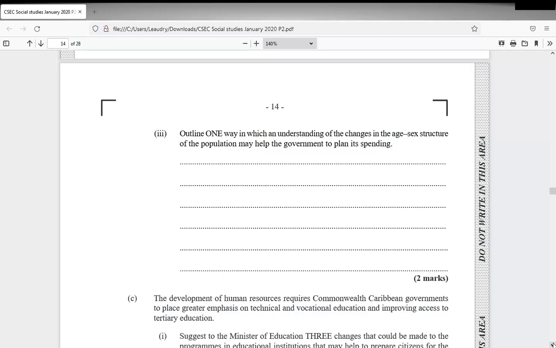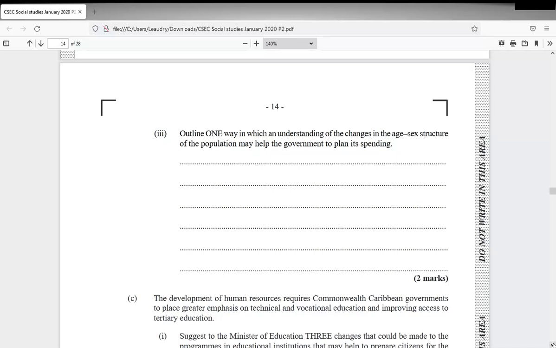They would have to maybe open up a lot more schools and educational facilities, so that they can provide work for the younger generation that will help to prepare them for that. Also, if the age-sex structure of the population shows the older age group is higher, it therefore means that the government would now have to implement important social services.